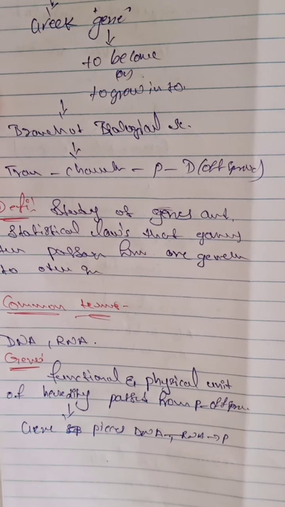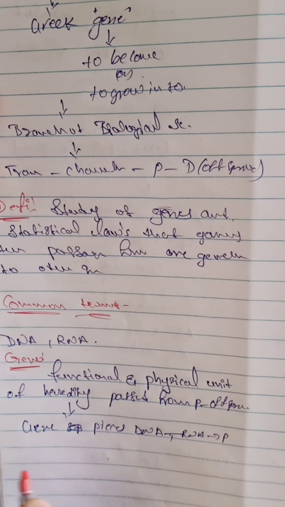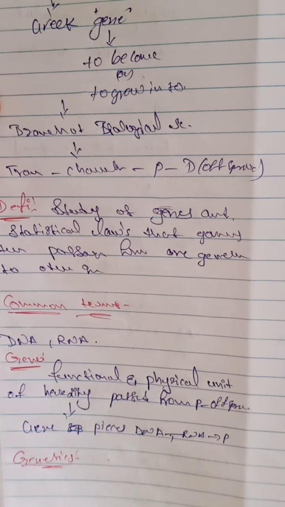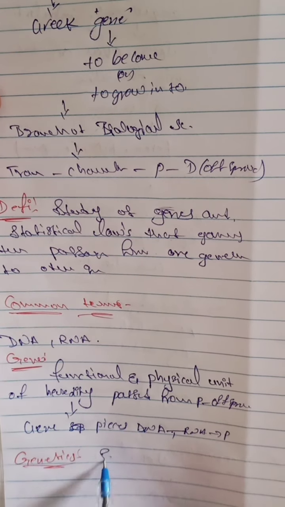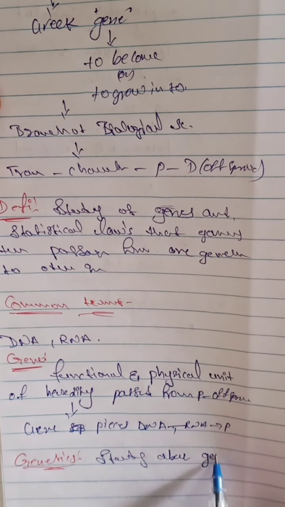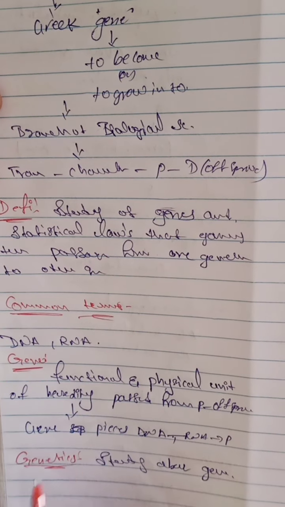And the next word, already discussed, is genetics. Genetics means the study about genes. Study about genes is known as genetics. And the next one, genomics.